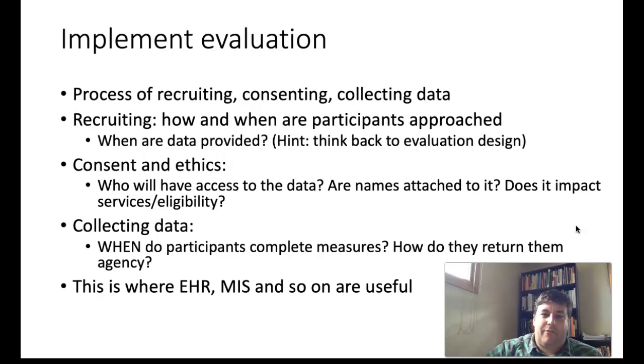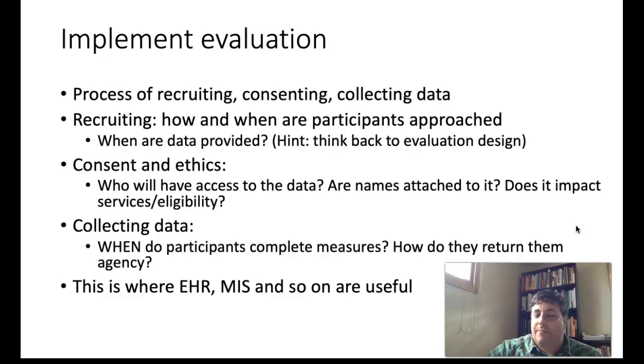Consent and ethics are, of course, a big deal. If someone says no, does that impact their services, their ability to obtain services, their eligibility? Who's going to have access to it, particularly if it's stakeholders who aren't part of the clinical staff.